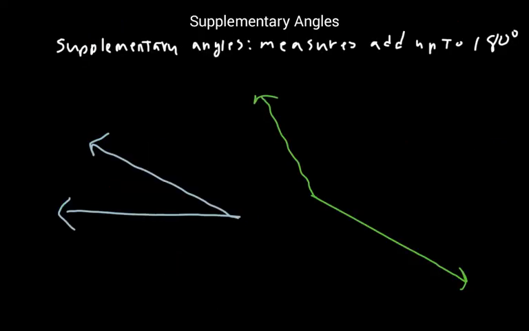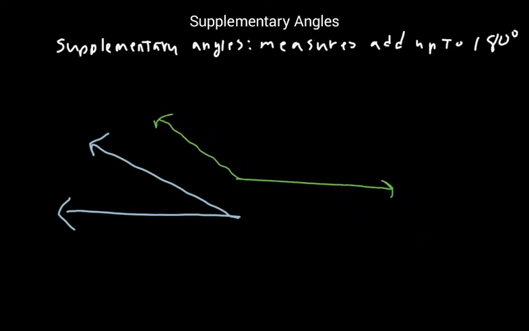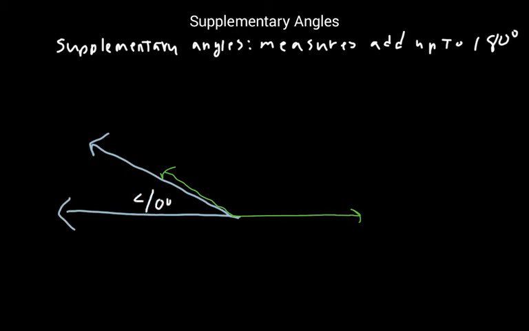Angles are supplementary when their measures add up to 180 degrees. So we take the green angle and put it next to the white angle. If it makes a straight angle together, just imagine that it does, then those two angles are supplementary to each other. If this was 40 degrees, we would know this would have to be 140, because 40 degrees plus 140 gives us 180. So another way to put it is that if you put the angles together, they would make a straight angle. Supplementary angles' measures add up to 180 degrees.